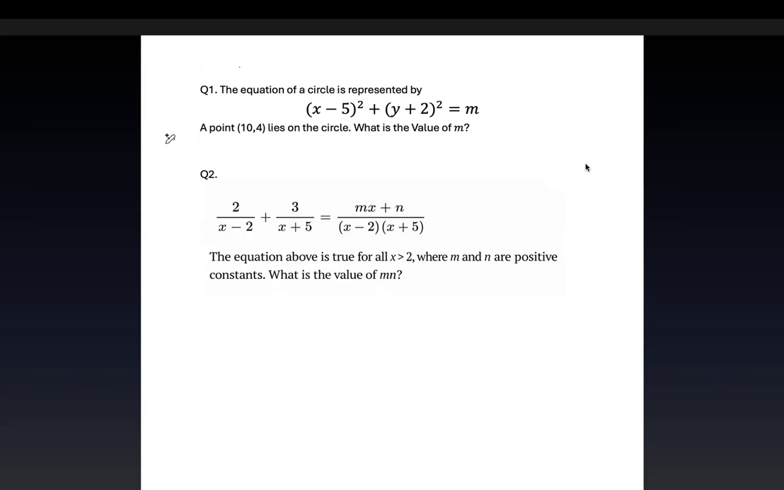I'm going to solve this one first with calculation, followed by Desmos. The second one, calculation, followed by Desmos. And we can see which one is much better and faster. You be the judge. This is a circle.